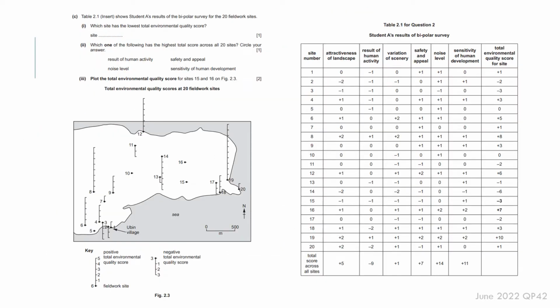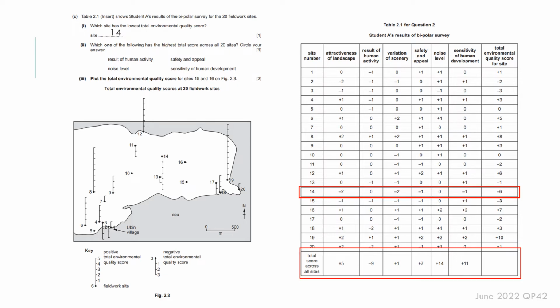This is a question that looks at doing a little bit of drawing a graph and some sort of interpretation of the data. So for the first question, which site has the lowest total environmental quality score? For that, I need to look at the right-hand column because the description of the title matches the question. And the lowest score, we're going into negative figures now, is -6. So I'm going to put site 14. For the second question, which one of the following has the highest total score across all 20 sites? For this, I'm looking at the bottom part because that is looking at the total scores across all sites. Again, the descriptor matches the question. And so for that, I am looking at the highest total, and that's going to be noise.